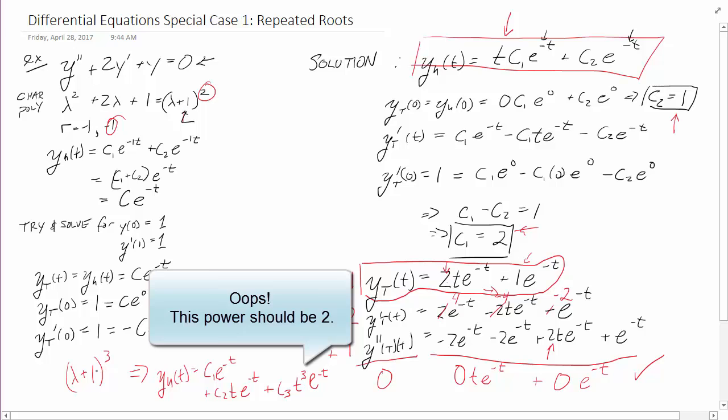Every time you have a repeated root, you will need to use the original exponential with that root in the exponent, and then you need to add powers of t, or polynomials in t, up to the multiplicity of that root.